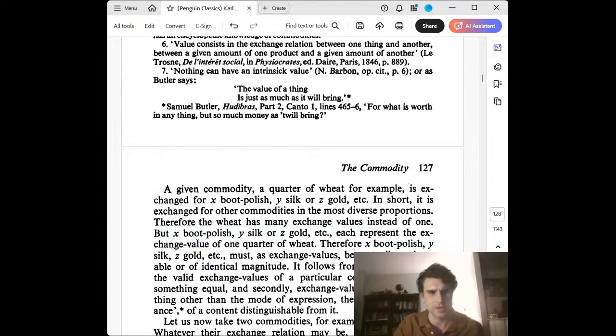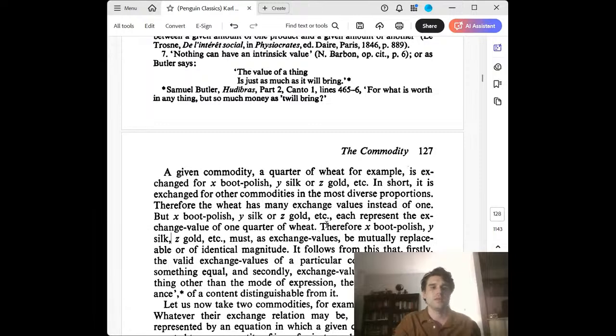Or I guess not transitive here, but it's reverse too, right? If 2 boots are worth 1,000 pencils, then 1,000 pencils are also worth 2 boots. And then if 2 boots are worth a bag, then a bag is also worth 2 boots. Therefore, X boot polish, Y silk, Z gold, etc. must, as exchange values, be mutually replaceable or of identical magnitude. There must be either the same, or we can just replace them all with each other, something along these lines.